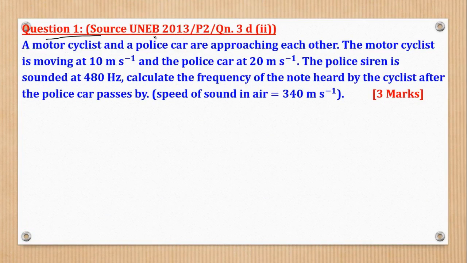So question 1 came from UNEB 2013 paper 2 question 3D Roman 2 and says, a motorcyclist and a police car are approaching each other. The motorcyclist is moving at 10 meters per second and the police car at 20 meters per second. The police siren is sounded at 480 Hz. Calculate the frequency of the note heard by the cyclist after the police car passes by. So the police car passing by means it is moving away from the cyclist.